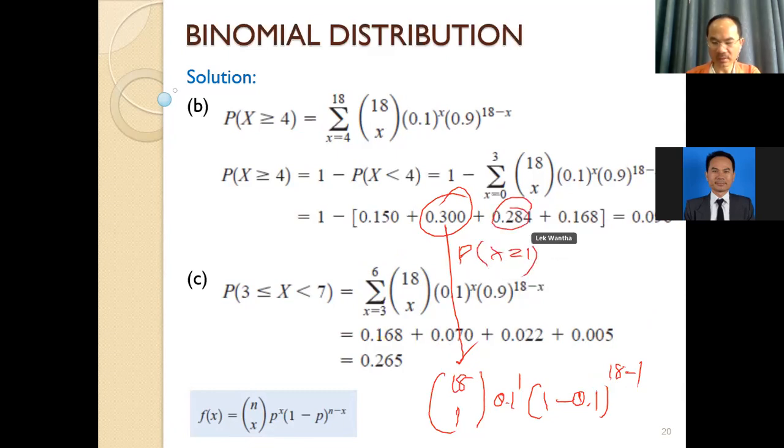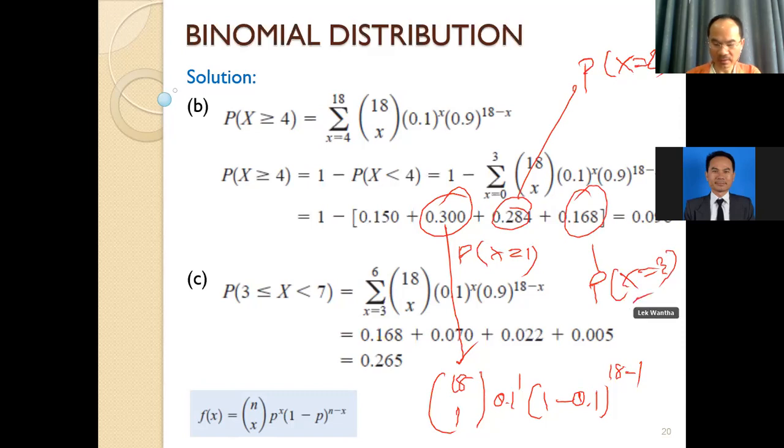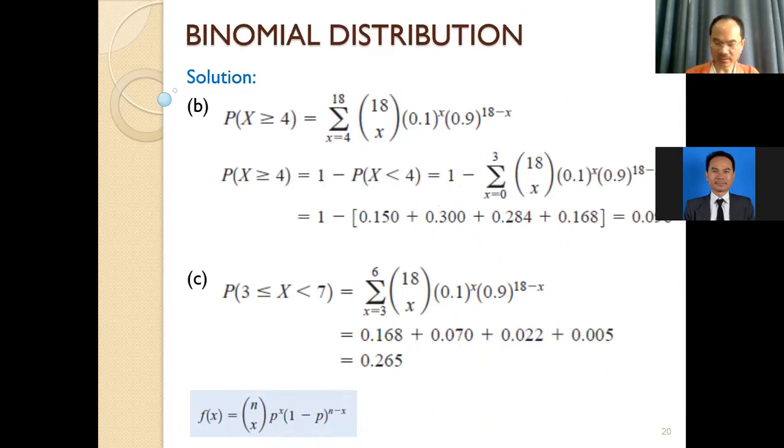We calculated already P(x equal to 2), and this is P(x equal to 3). You substitute x equal to 3. Here n is constant and p is constant, only x changes. Okay, you get 8.9%.